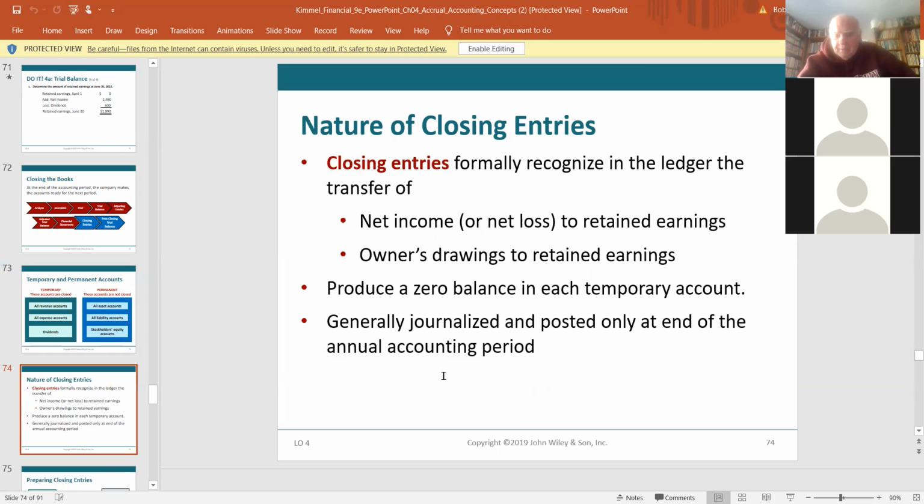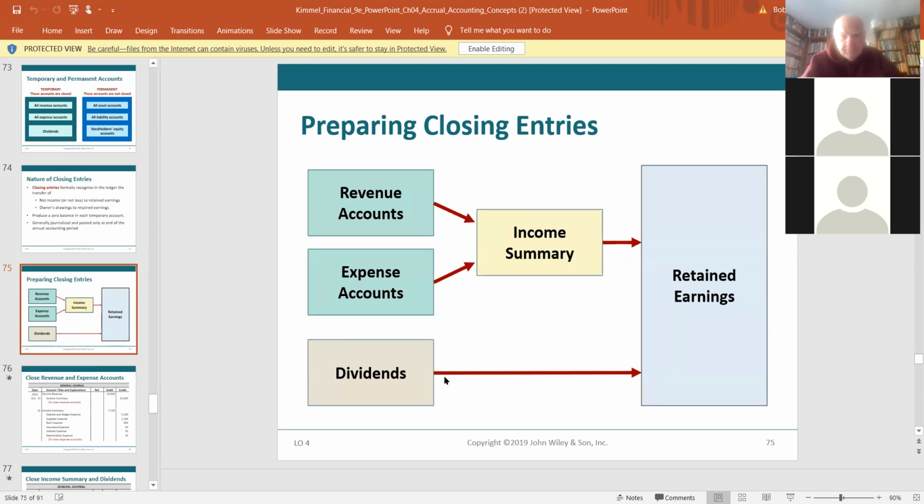And what we're going to end up doing is we're going to zero out these expenses and revenues. We're actually going to zero them out. And they're going to be generally journalized and posted only at the end of the annual accounting period. So let's see what we have here.